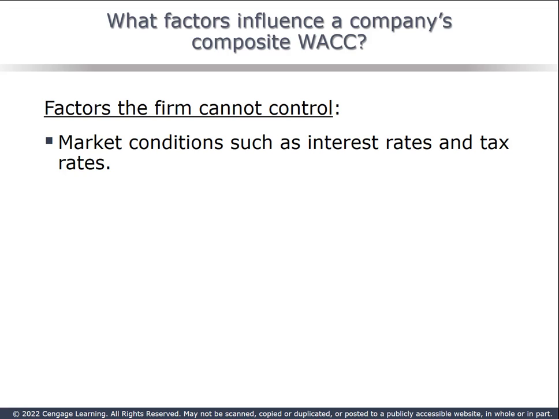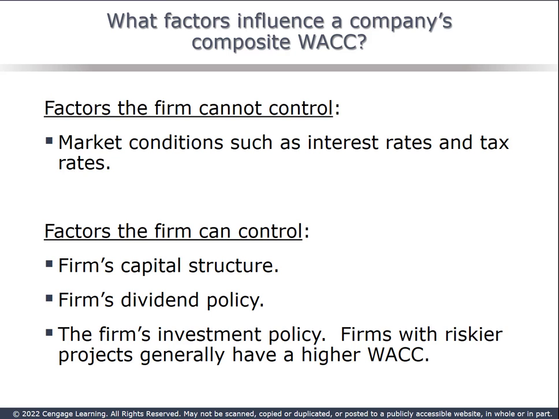How can a firm affect its cost of capital? A firm cannot control market conditions such as interest rates or tax rates. If interest rates rise, the cost of all components rise. If tax rates rise, the weighted average cost of capital decreases because it brings down the cost of debt. A firm can control its capital structure. How much of the firm is funded with debt versus equity? More debt, less equity, brings the cost of capital down.